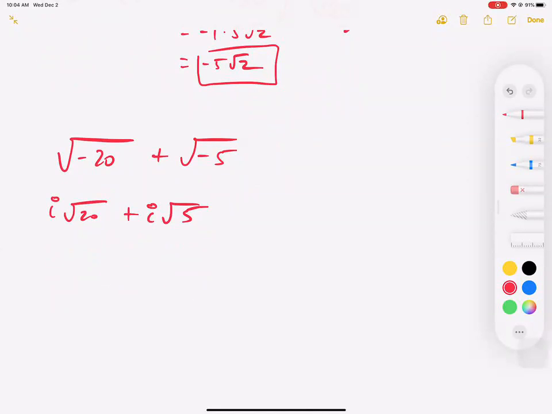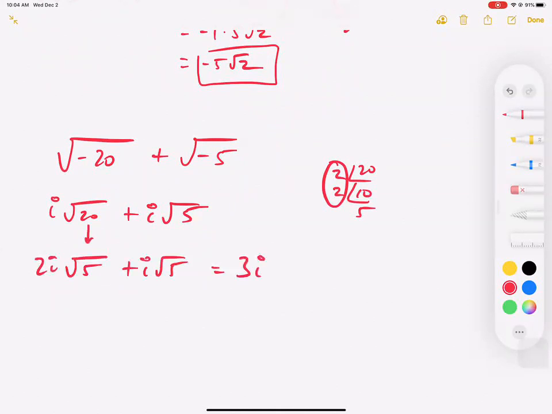Square root of 20 now is 20 is 2 times 10, 2 times 5. Everyone cool with that? Breaking down the square root. This is the last one. It's 2i square root of 5 plus i square root of 5. So take a look here. I made the square root of 20 into 2 square root of 5. Now look, these are actually like terms now. What's 2i plus i? What is 2 ice creams plus 1 ice cream? You have 3 ice creams.